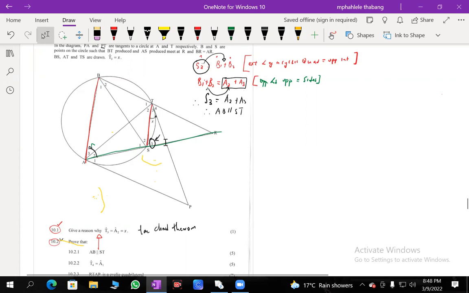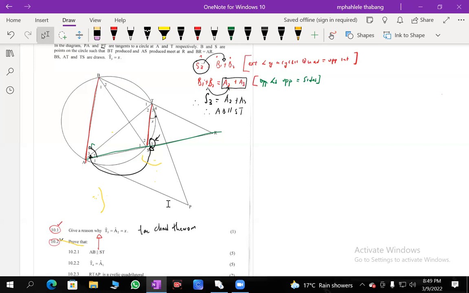Why? I found angle S3 being equals to angle A2 plus A3. So in my mind, these are the corresponding angles. These are the corresponding angles. So once the angles that correspond are equal, it means AB is parallel to ST. Yeah?